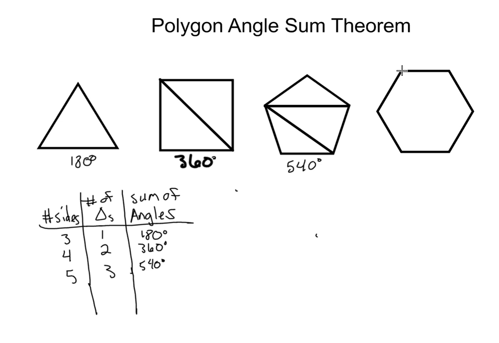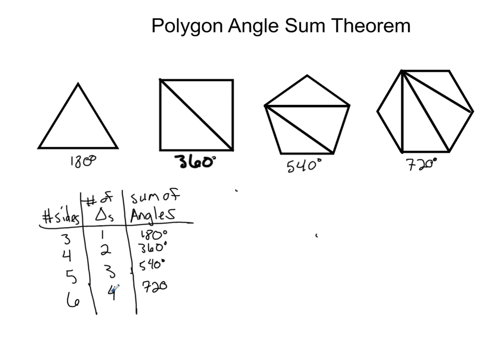So we make our diagonals for our hexagon over here. You'll notice there's 4 triangles. So that's going to be 180 times 4, which is going to be 720 degrees. So if there's 6 sides, that's 4 triangles, that's 720 degrees.